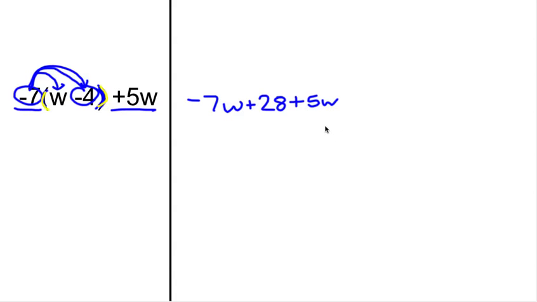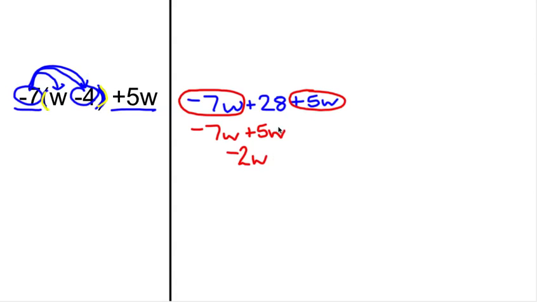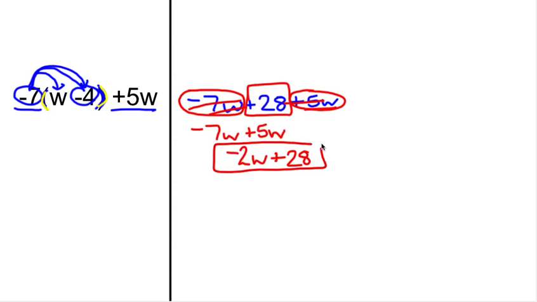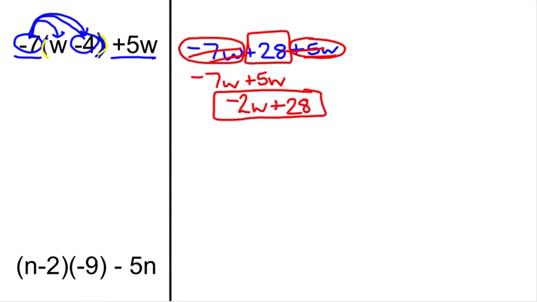Hey, Miss Bednar, this looks a lot like what we were doing yesterday. Well, you're right. What I need to do now is circle my like terms. Here's a negative 7w, positive 5w. Those are like terms that can be combined. Negative 7w plus 5w. Negatives are going to win by 2, so negative 2w. So I'm done with the w's. This 28 is a different type of term, so I can't combine him, but I do have to write it down below just like that. That is the final answer to this problem.